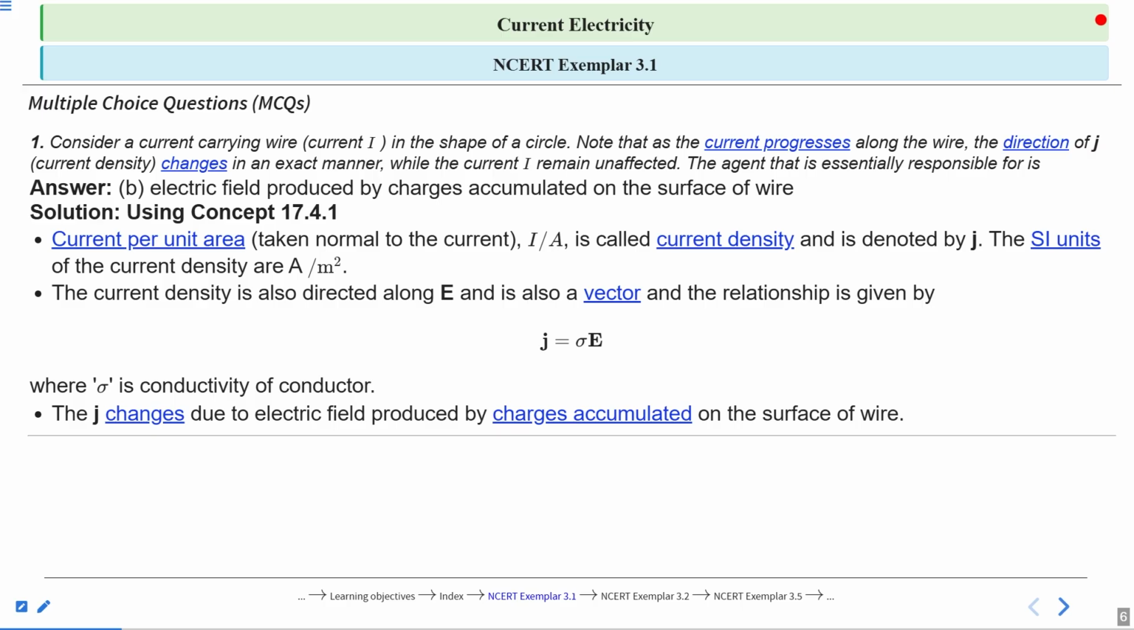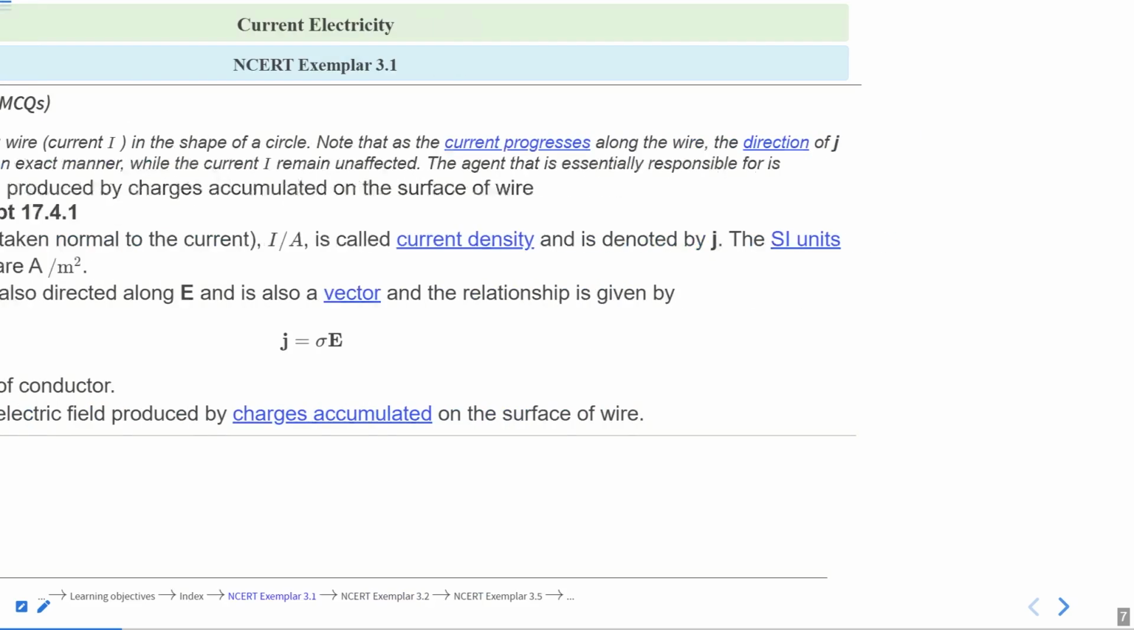Due to this, a local electric field is generated, which results in a change in the direction of current and which results in a change in current density. But current is a scalar quantity, so the amount of current doesn't change, only the direction of current changes. But J, the current density, is a vector quantity, it depends on direction. So as the direction of current is changing, J will change, that is, current density will change.